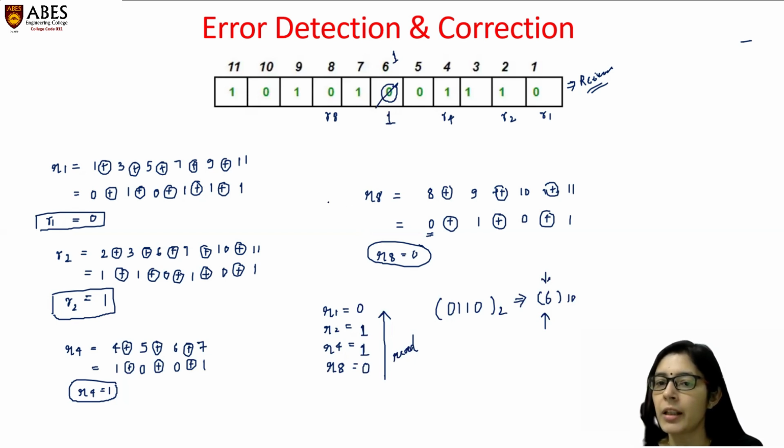But in the rest of the methods, we can only detect the error, whether the error has occurred or not. But in Hamming code, we can detect the location at which the bit has been changed, but only one bit error can be detected with the help of the Hamming code error detection and correction method.